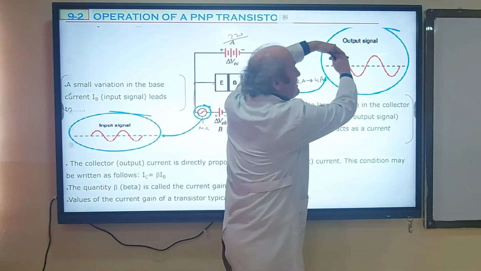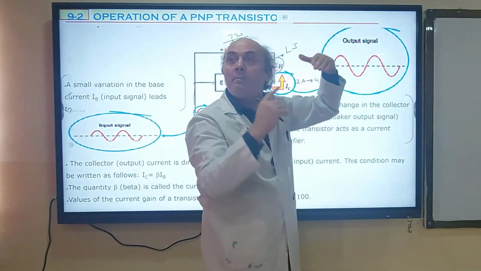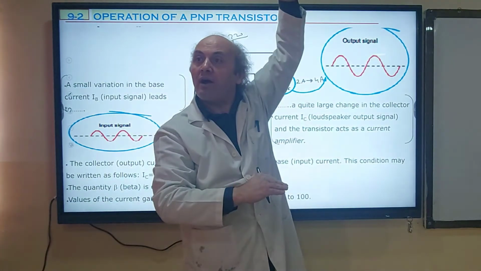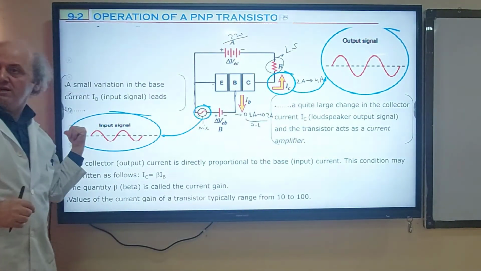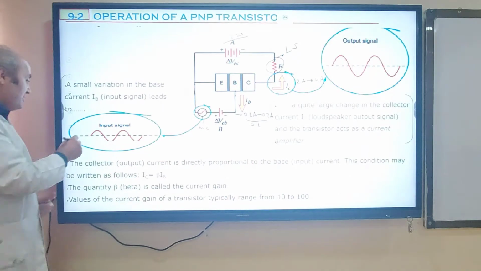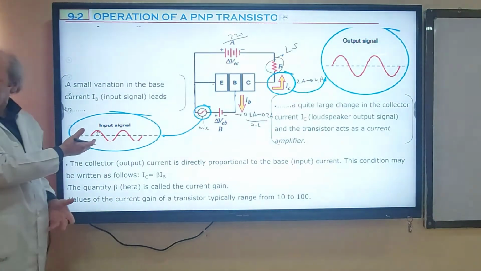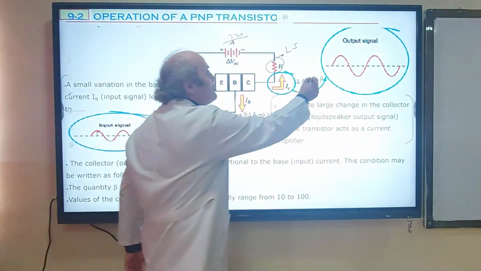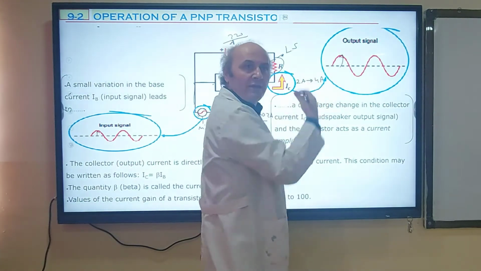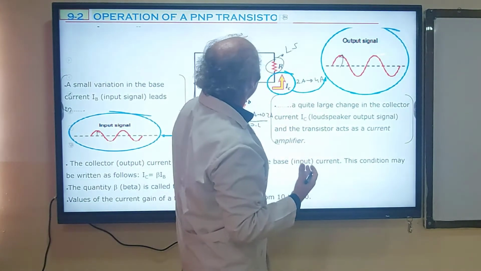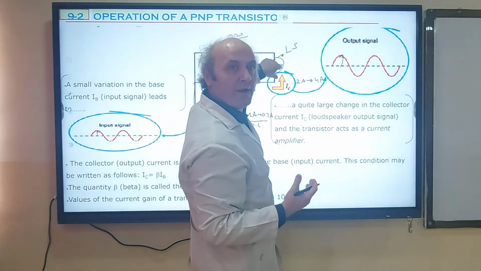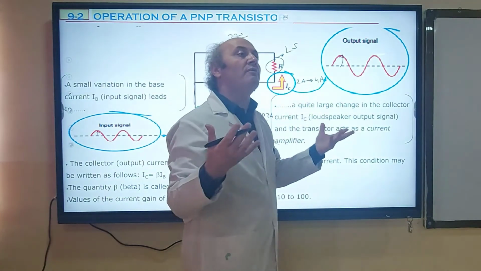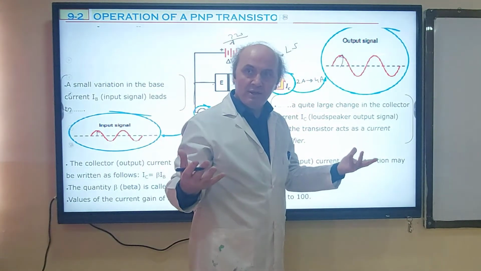That's why we are making the amplitude of the output signal much greater than the amplitude of the input signal. As amplitude is smaller, power is smaller. As amplitude gets bigger, power gets bigger. Then we are sending this IC to where? To the loudspeaker, and we get a very intense, powerful sound.